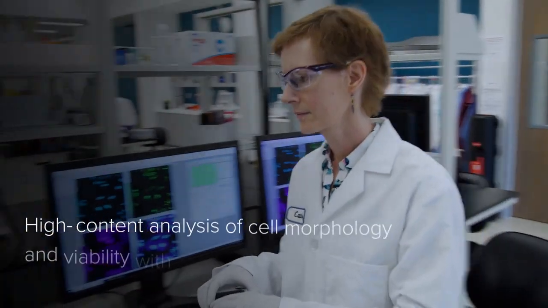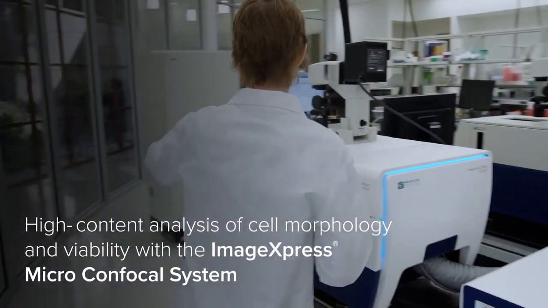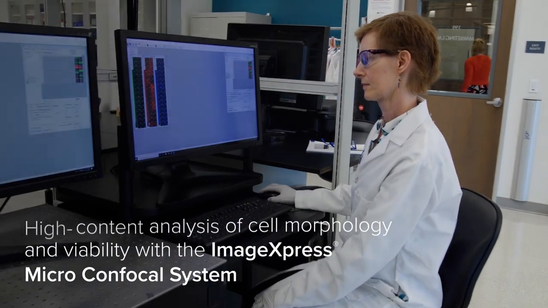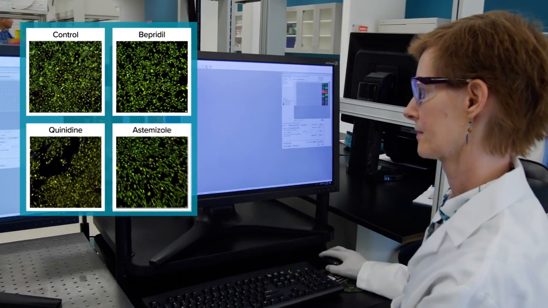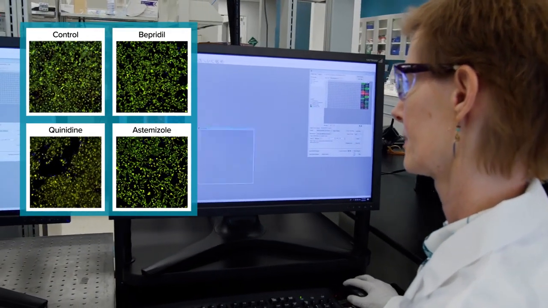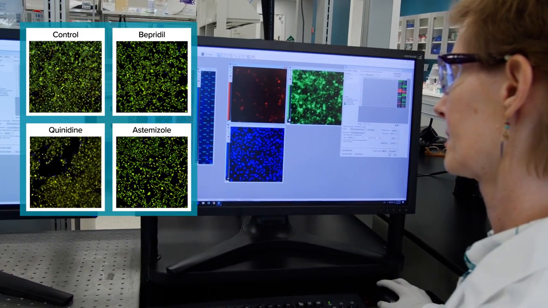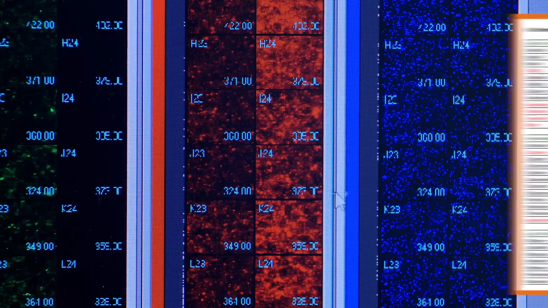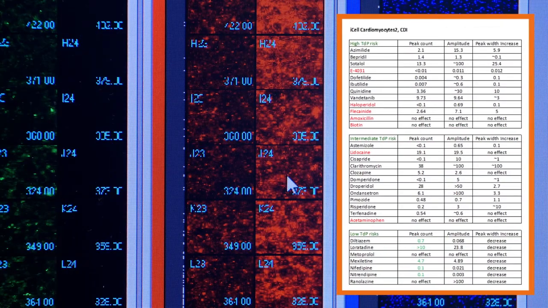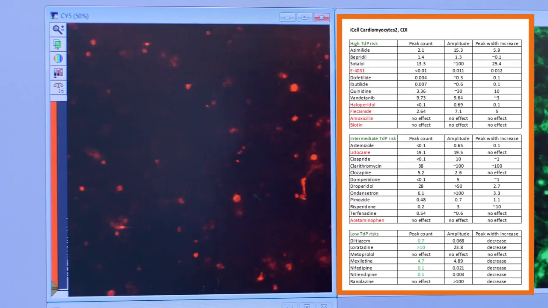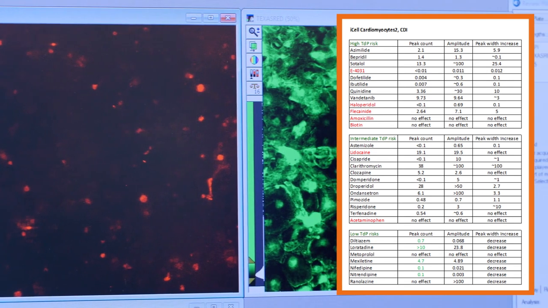Next, the ImageXpress Micro confocal system is used to carry out a high-content analysis of cell morphology and viability. Live cells were stained using dyes for cellular nuclei, viability, and mitochondrial membrane potential to score both acute and chronic effects of cardiotoxicity. The end result is a comprehensive evaluation of dose-dependent cellular responses and predictive EC50 values for a large set of pharmacological compounds.